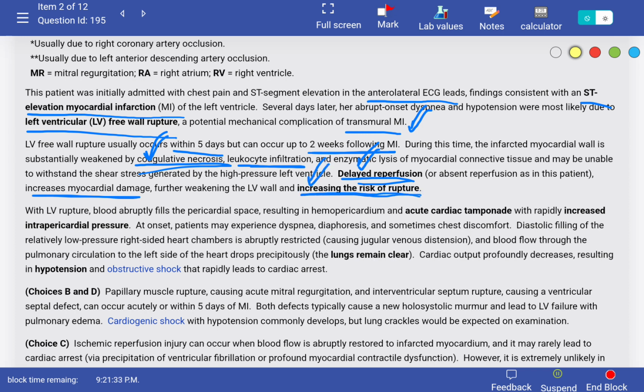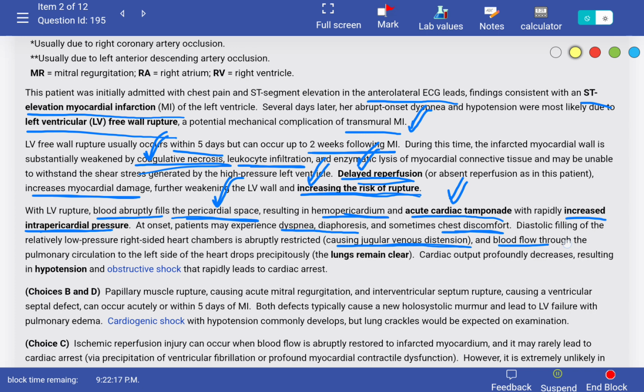With left ventricular rupture, blood abruptly fills the pericardial space. Because the blood abruptly fills the pericardial space, that would result in hemopericardium and acute cardiac tamponade, with rapidly increasing intrapericardial pressure. At onset, patients may experience dyspnea, diaphoresis, and sometimes chest discomfort. Diastolic filling of the relatively low pressure right sided heart chambers is abruptly restricted, causing jugular venous distension, because of that pressure.